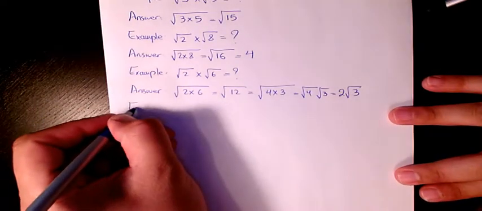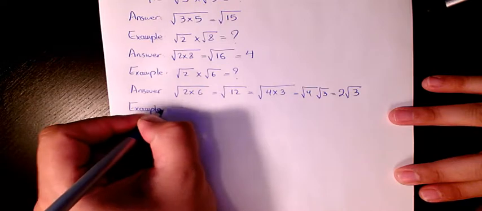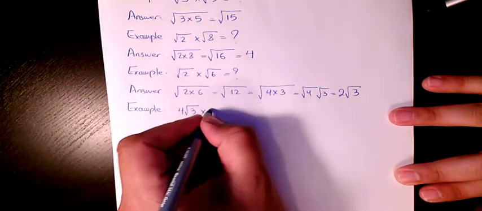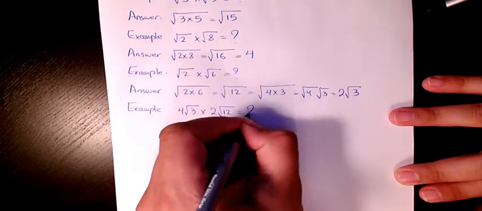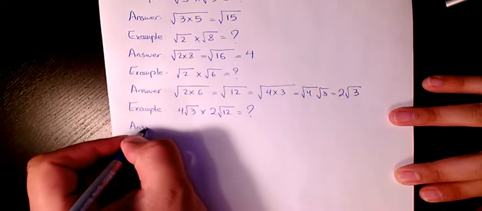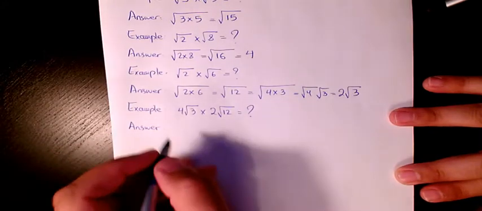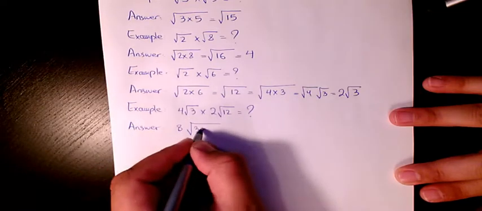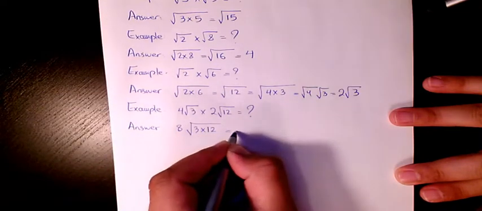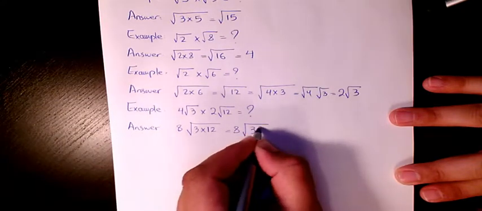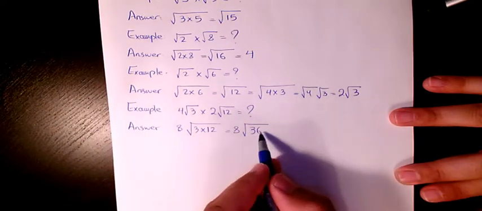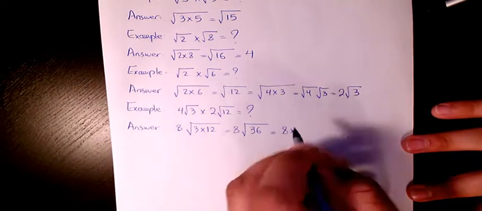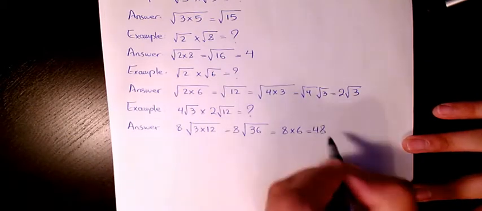Next example, 4 root 3 times 2 root 12. The answer is 4 times 2 is going to be 8, and then we have square root of 3 times 12, which will be 8 times square root of 36. 3 times 12 is 36, and we know the square root of 36 is 6, so the answer is going to be 8 times 6, which is going to be 48.